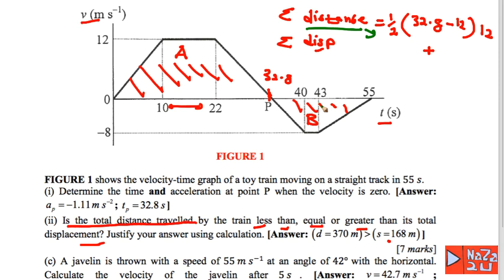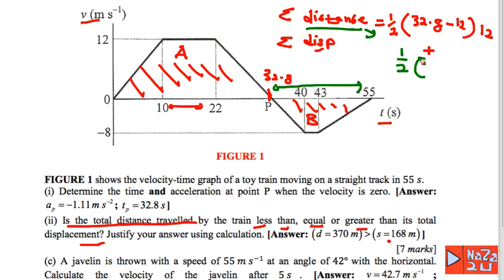For the distance calculation, we have another trapezium here. We have half, because for the distance we consider all the values as positive, right? Because distance is a scalar quantity. So we have here a distance of 55.